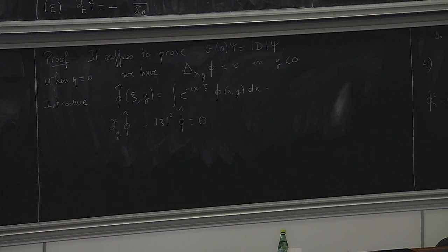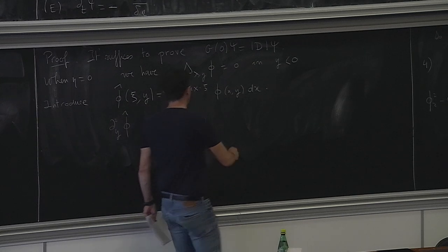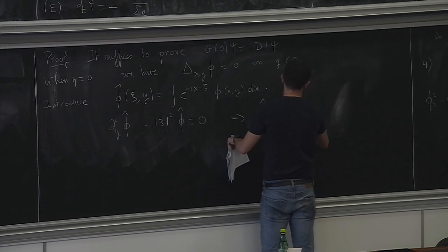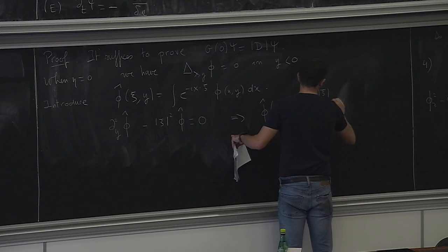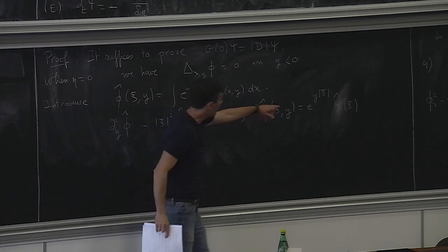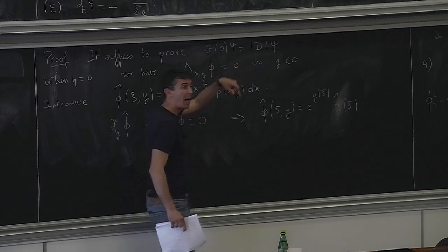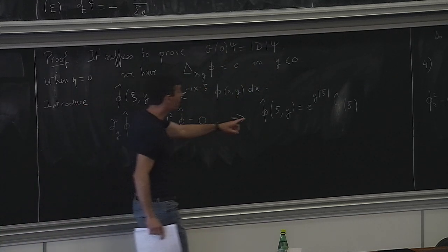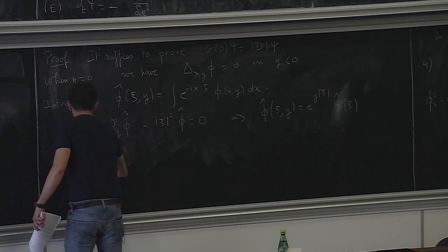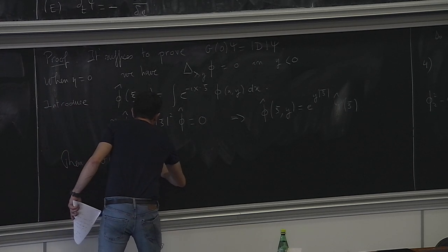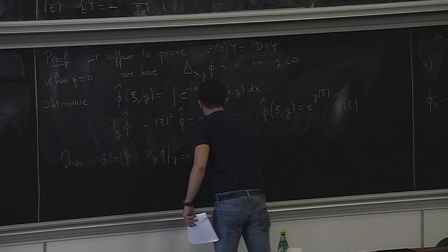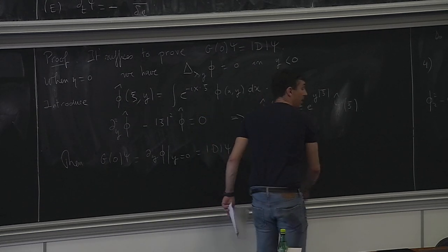It solves an ordinary differential equation. The solution has to be of this form. We exclude the solution with the sign minus here because the solution has to go to zero at infinity. Y goes to minus infinity, not plus, so this is the only admissible solution. Then, of course, g of zero psi is d_y phi at y equals zero. So you differentiate this with respect to y, and you get exactly what you want.